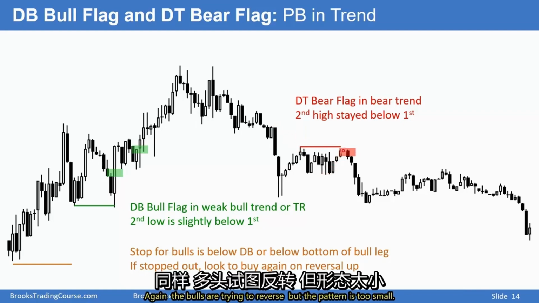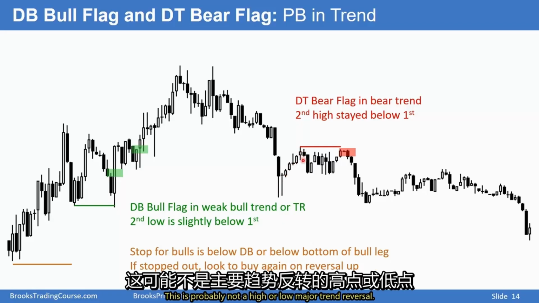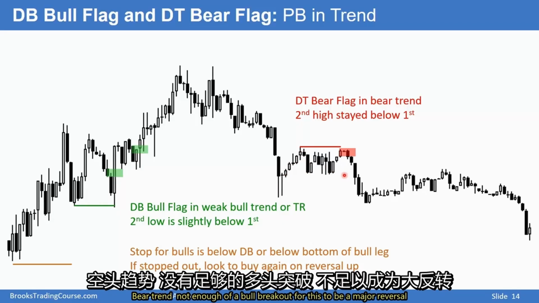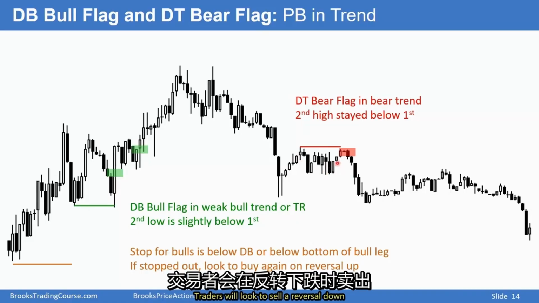We're going up again. Again, the bulls are trying to reverse, but the pattern is too small. We only had 5 small bull bars here. This is probably not a higher low major trend reversal. Bear trend, not enough of a bull breakout for this to be a major reversal. So it's probably a minor reversal leading to either a trading range or a bear flag.